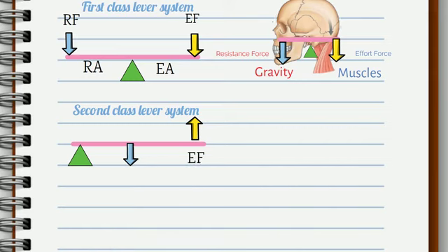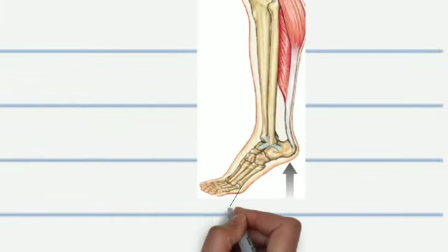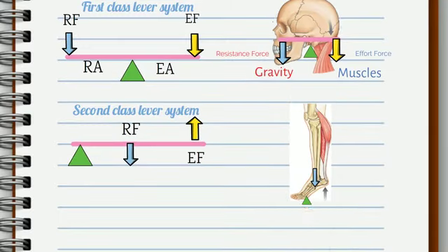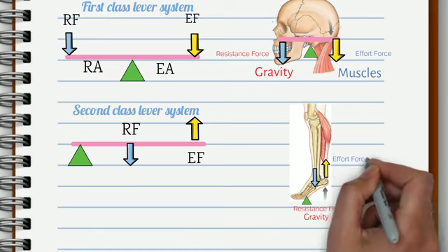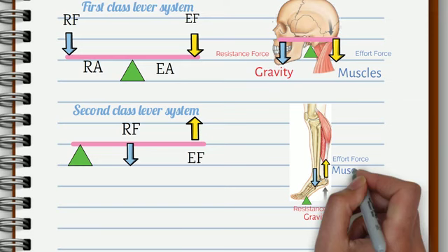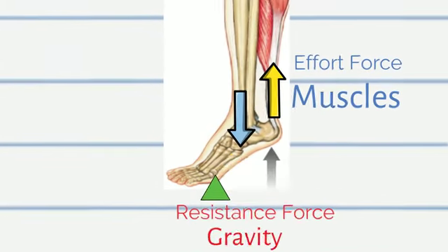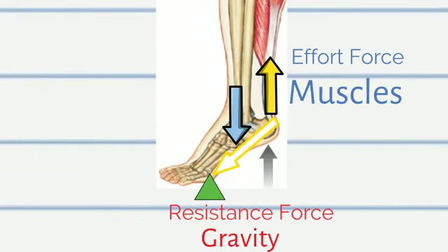An example of the second-class lever system in the human body is the calves producing torque to stand up on tippy toes. The axis of rotation here is around the metatarsophalangeal joint. The resistance force is gravity pulling the body down, while the effort force is produced by the gastrocnemius and soleus muscles, generating plantar flexion force.